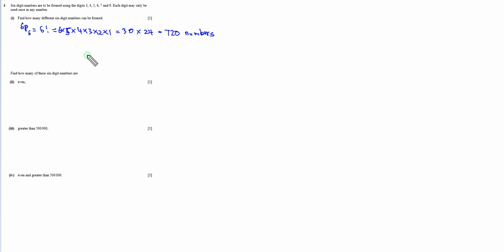Now next is to deal with a condition. Find how many of these 6-digit numbers are even. It means you might have 2 blocks. Whether it's even or not will depend on the last digit. So now I'm going to split into 2 blocks. First block, and then you have the last digit.